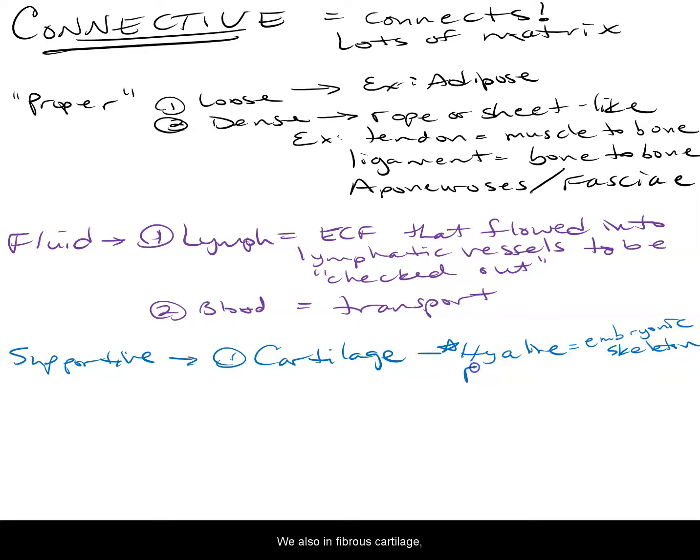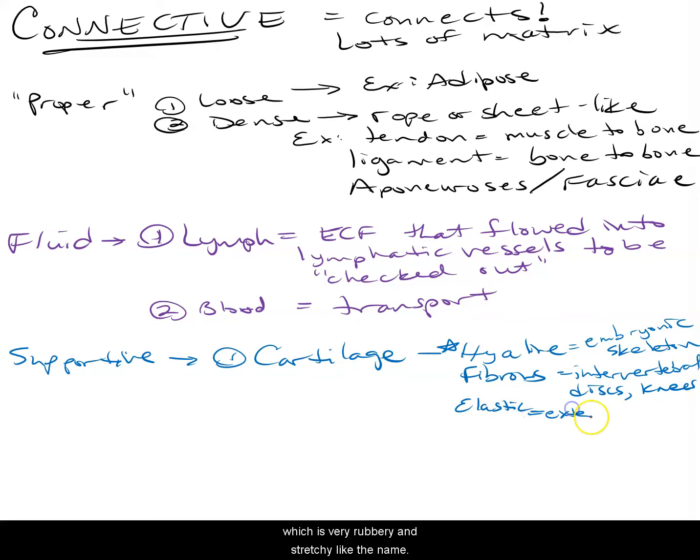We also have fibrous cartilage, which is tougher, so we find it in places that deal with a lot of stress, like intervertebral discs or your knees. And lastly, we have elastic cartilage, which is very rubbery and stretchy, like the name. So we find it in places like the external ear or the epiglottis.